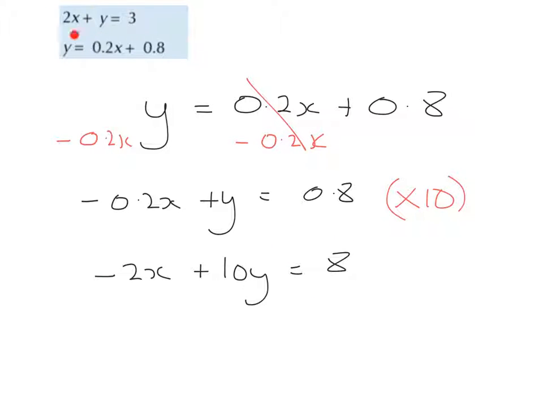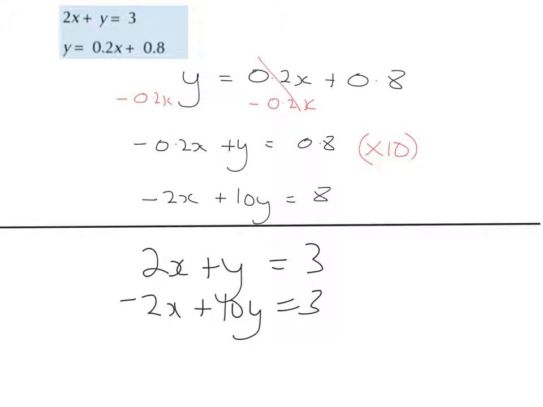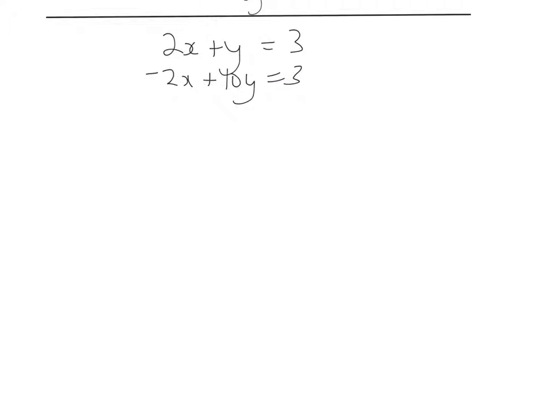So my first equation was 2x plus y equals 3. And I've now rearranged my second equation to look like this. So I've rewritten my two equations in a much nicer format. And I'm going to solve them by using simultaneous equations. So I have 2x plus y equals 3 and minus 2x plus 10y equals 8. Okay, and I'm going to solve them by simultaneous equations. I'm going to draw my line. Straight away I can spot that the minus 2x and the 2x cancel, so put a line through them.